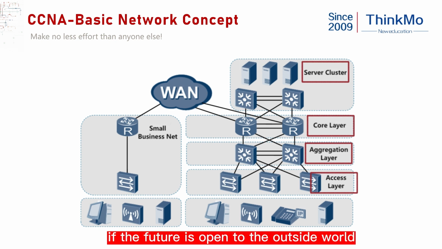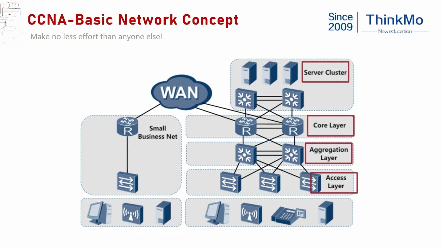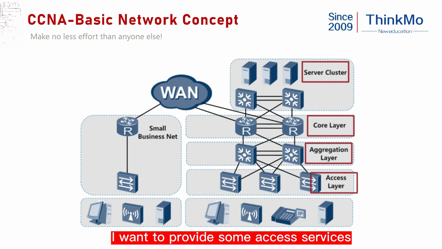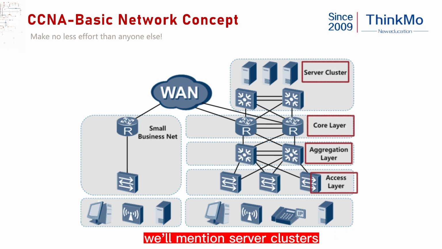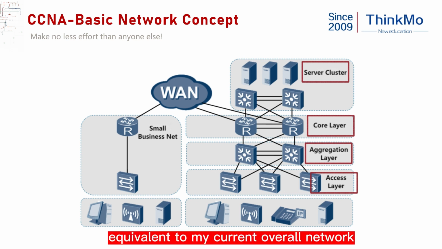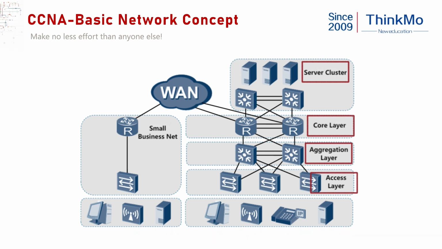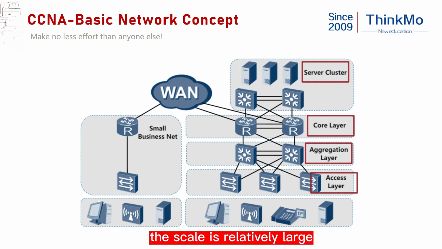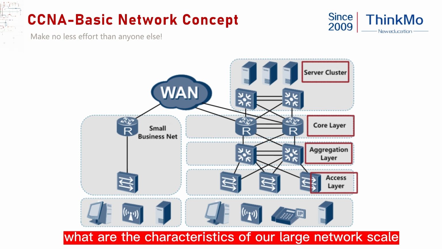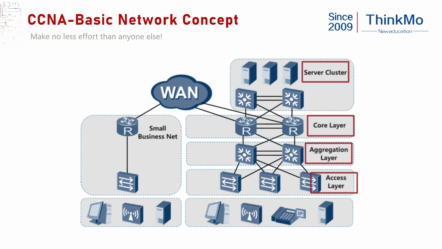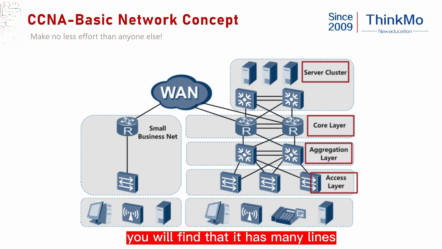If in the future it is open to the outside world and I want to provide some access services, we'll mention server clusters. But now everyone just needs to know there are some servers inside. That is, I will join them in the future. It is equivalent to my current overall network, whose scale is relatively large. What are the characteristics of our large network scale? You will find that it has many lines.